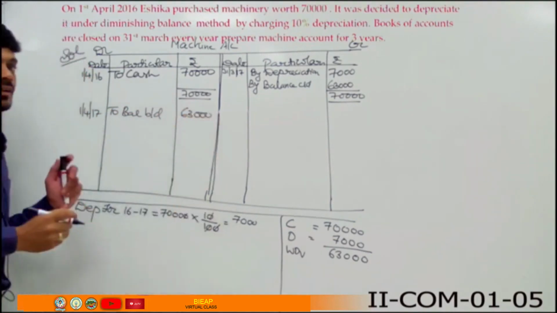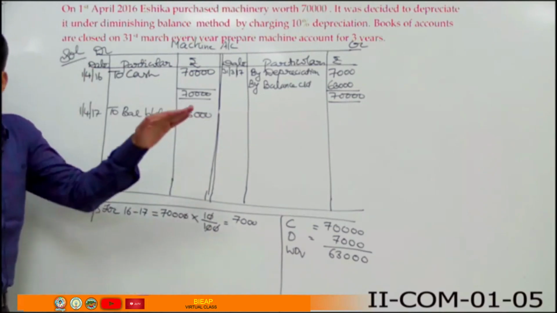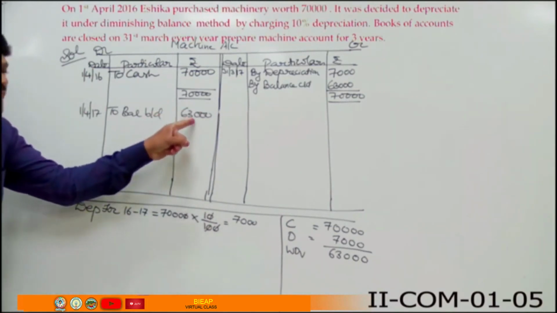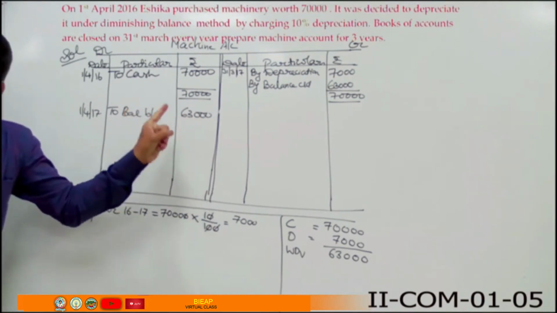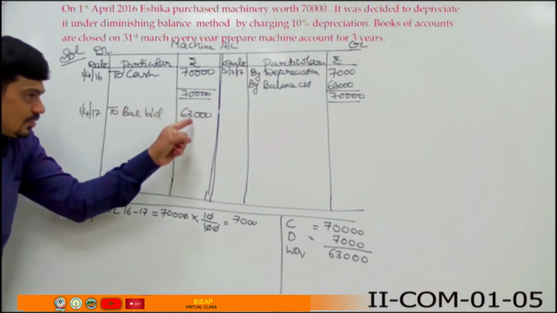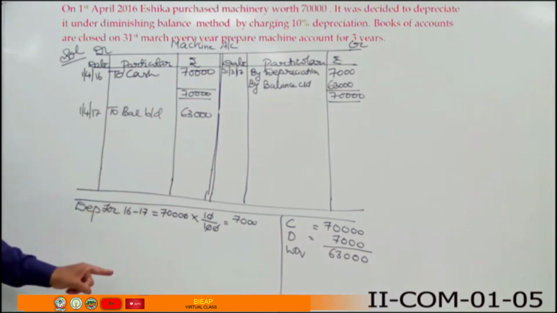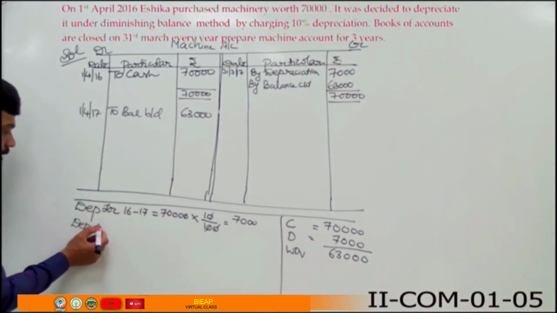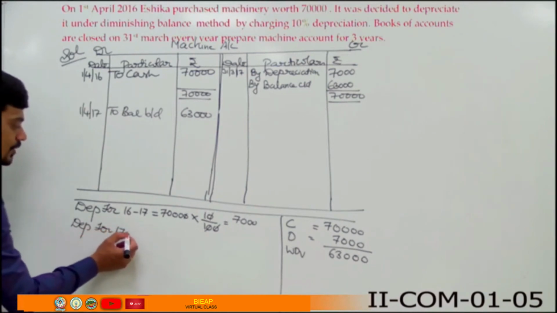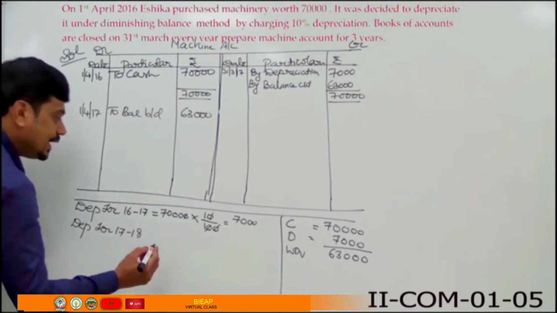Which method? Written down value method. What is the written down value? 63. What is the reduced value? 63. What is the decreased value? 63. So on this 63, calculate depreciation again. So what am I supposed to write here? I'll write depreciation for which year? 17 to 18.